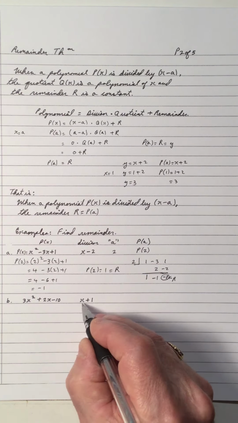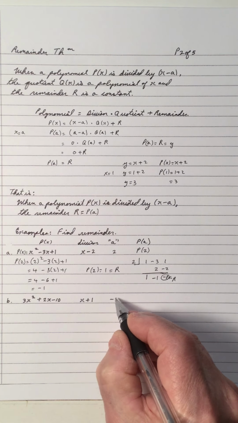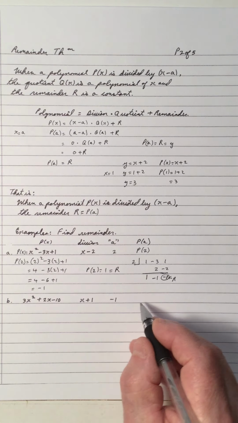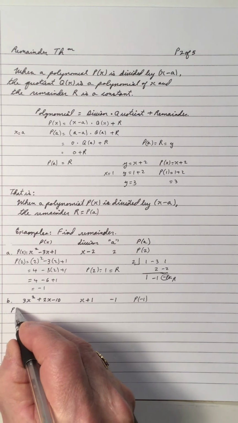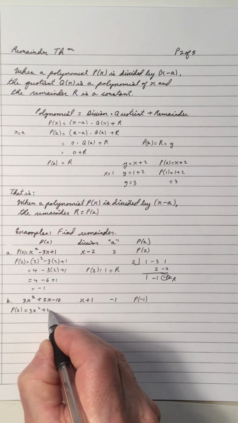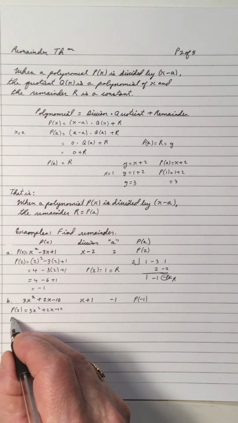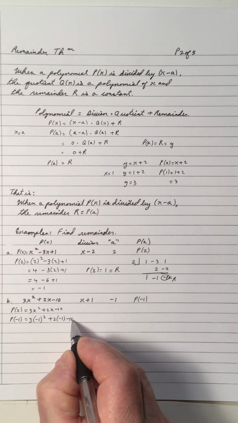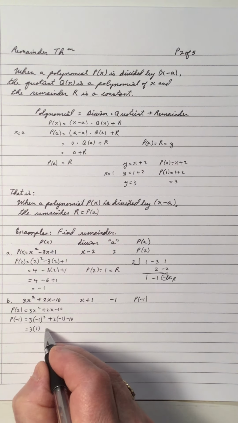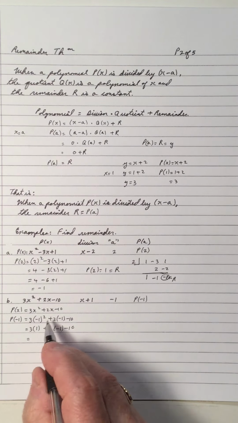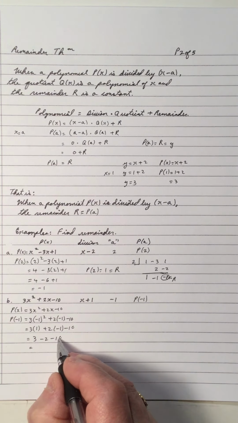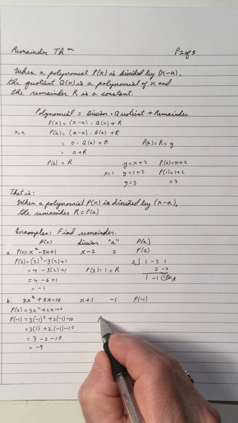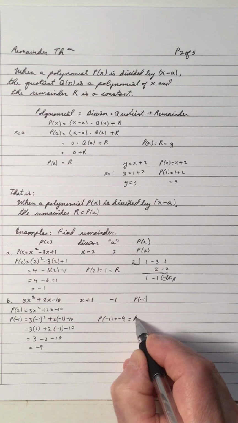If x plus 1, a is negative 1, like the opposite of when we did synthetic division with a factor. If that was a factor, it would be minus 1 that would be your divisor when doing synthetic division. So this is p of negative 1. So p of x is 3x squared plus 2x minus 10. There's your p of x. So we're subbing in negative 1 in the place of x and simplifying. We do the power first: negative 1 squared is 1. Then we do the product, 3, negative 2, minus 10. That's negative 1 and minus 10 is negative 9. So p of negative 1 equals negative 9, which is the remainder.